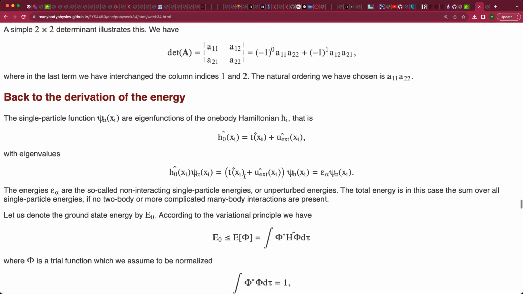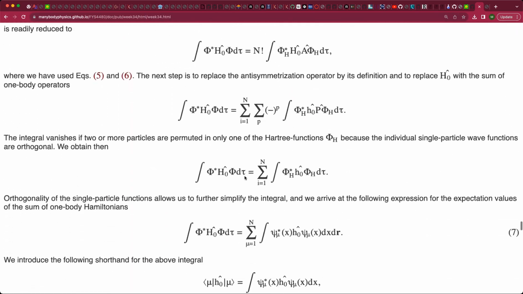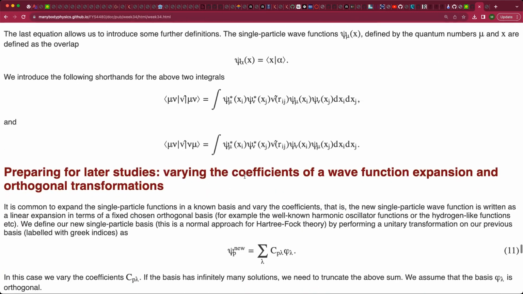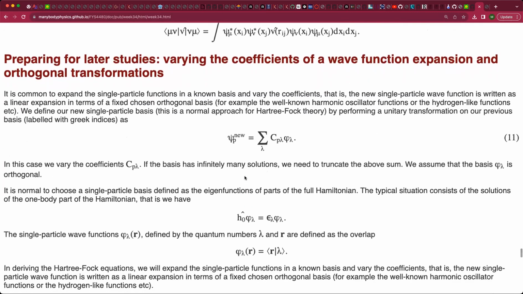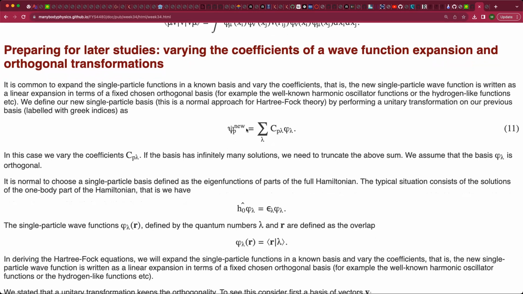So let me just scroll down a little bit, because there's something which we didn't discuss in much detail in the very beginning, but this is related both to what is going to come now with Hartree-Fock theory, but it's also relevant for the exercises this week. One of the things which we have done is to simply define a new basis in terms of a previous basis. This is a pretty common technique, where we assume that this basis is orthogonal, and these coefficients which you have here belong to a unitary transformation.